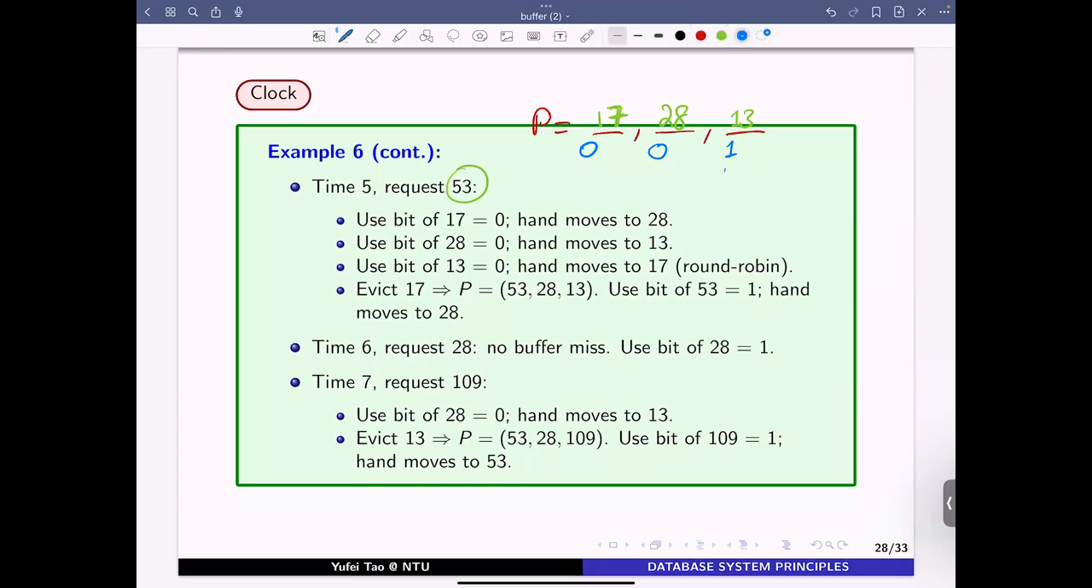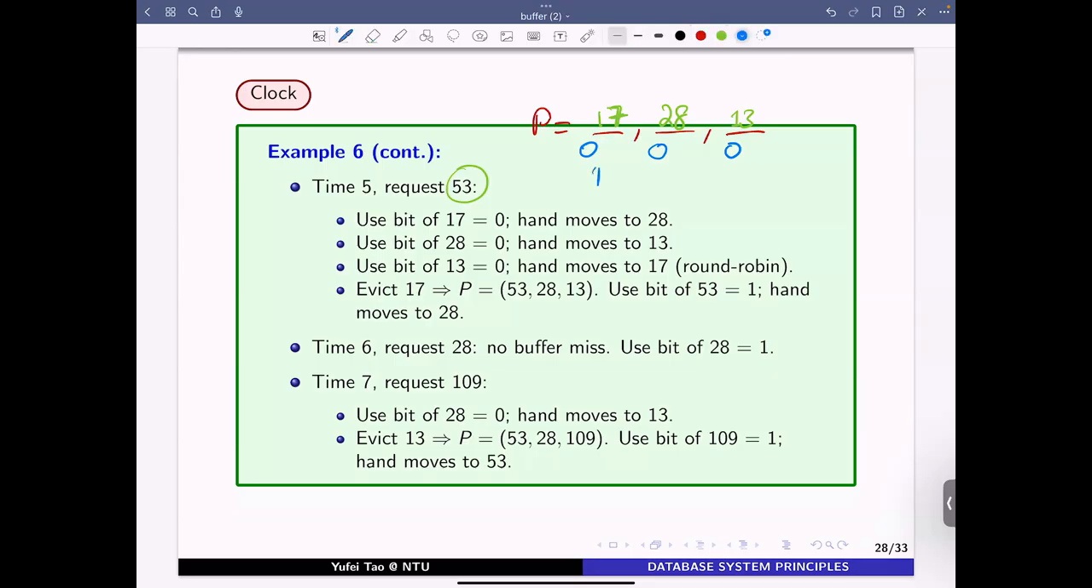So the hand moves down to 13. Same thing, we want to remove 13, but we cannot because its bit is 1, and therefore we reset it to 0. But we have to remove somebody, right? Class, we have to remove somebody. So what do we do? Round robin.